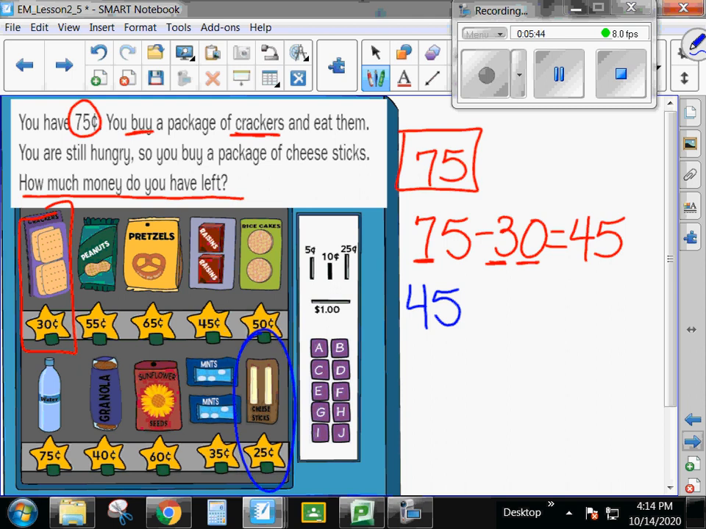Okay, so write your next number model. What are you going to write? If you buy cheese sticks, you're going to subtract them. Okay, pause the video if you need to. Find your answer.